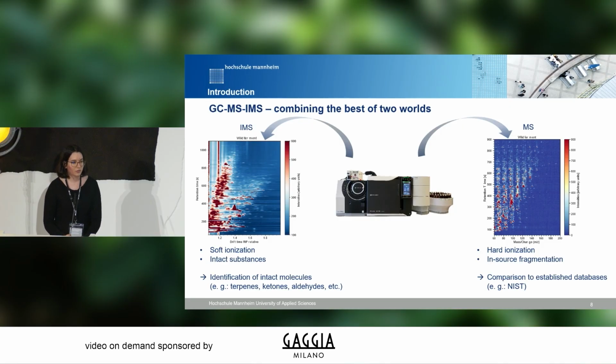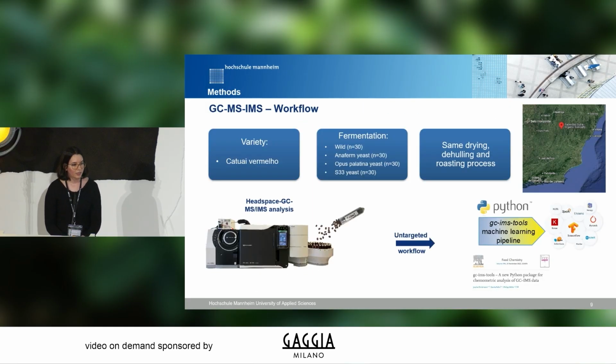With this, we can utilize the best part of both. We get the soft ionization from the IMS cell, as well as the intact molecules, or intact ions, by that, while with the QMS we can go to, for example, a NIST database to have substance identification. Now let's come to our method for this GC-IMS workflow.